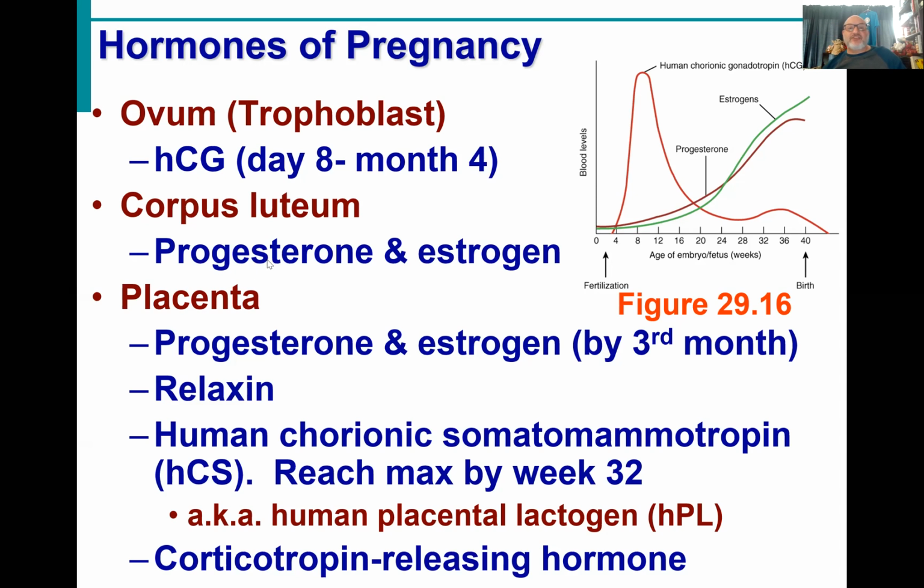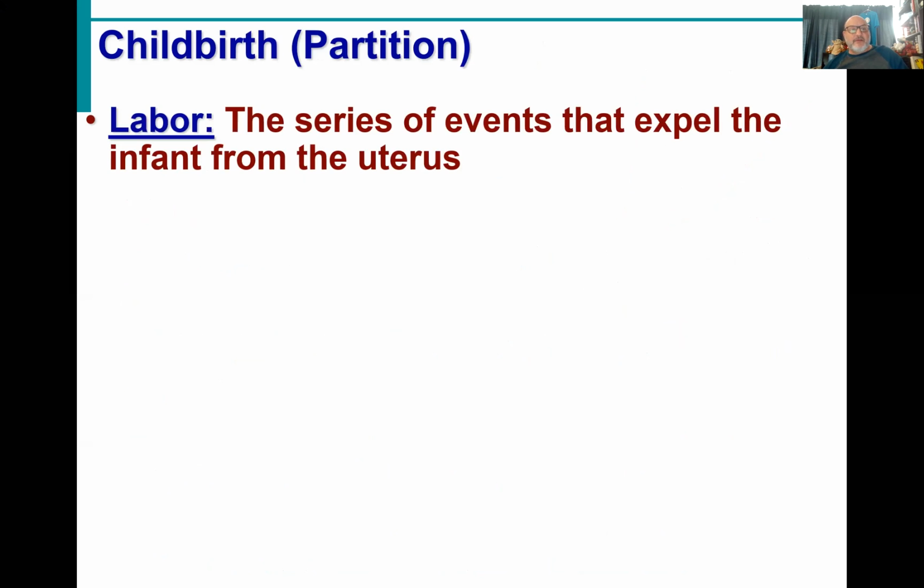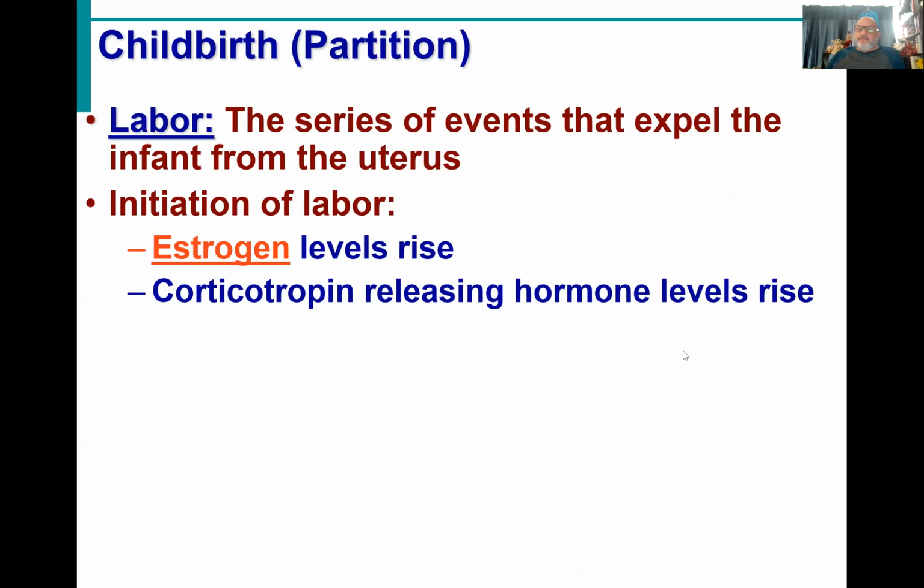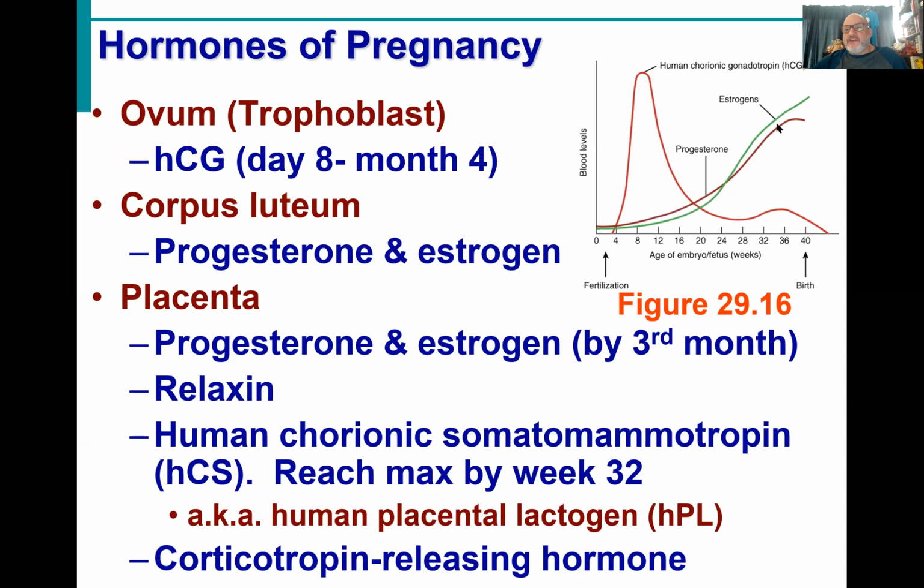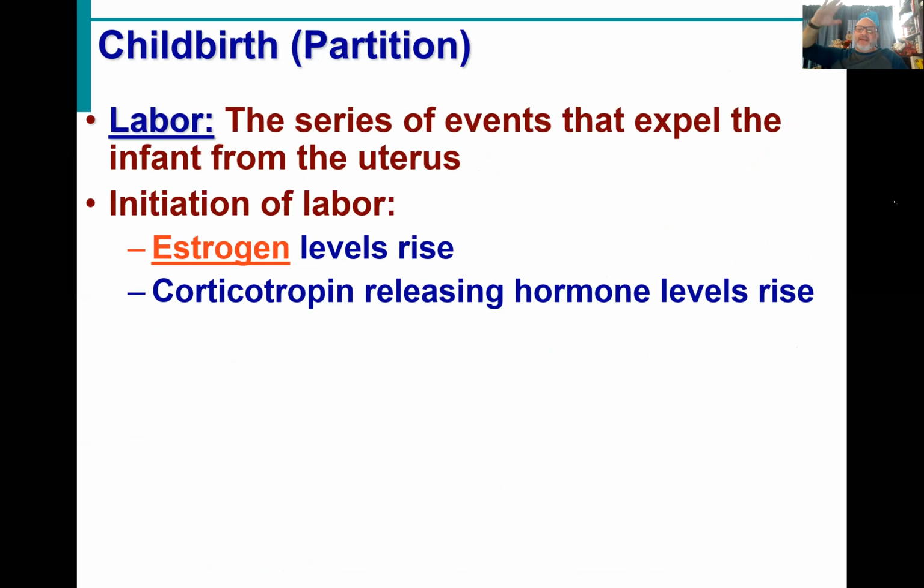All right, but let's talk about how this changed when it comes time for childbirth. Childbirth, the process of parturition, or what we think of as labor and delivery, is a series of events that expels the infant from the uterus. Labor is typically initiated by hormone changes. As you saw before on that previous map, maybe we should go back to the previous map. Notice, starting about 7, 8 months in, we start to see an increase in estrogen levels. And especially near the end, estrogen levels really start to peak as progesterone levels start to taper off. That decrease in progesterone levels and increase in estrogen levels is one of the big triggers that initiates parturition.